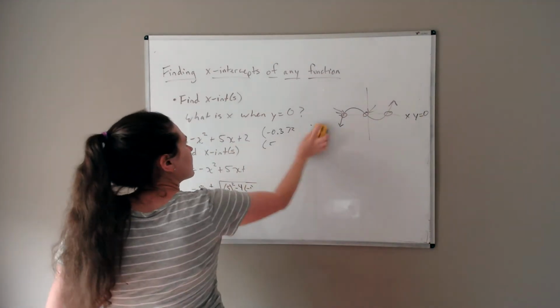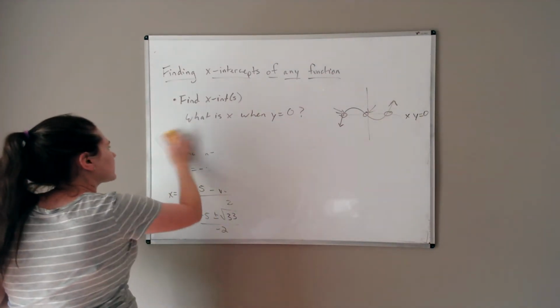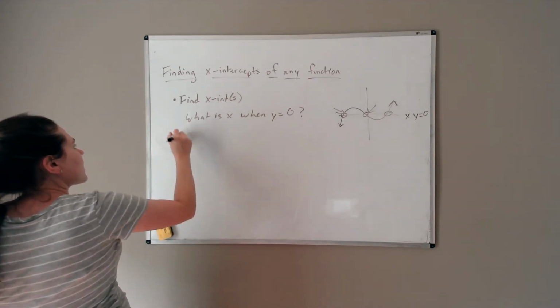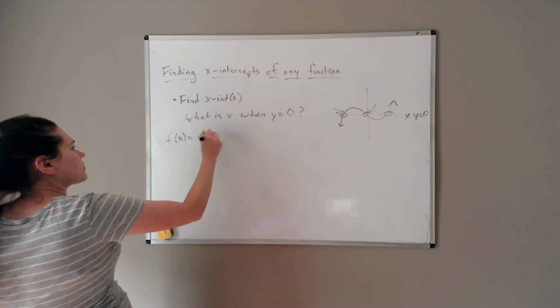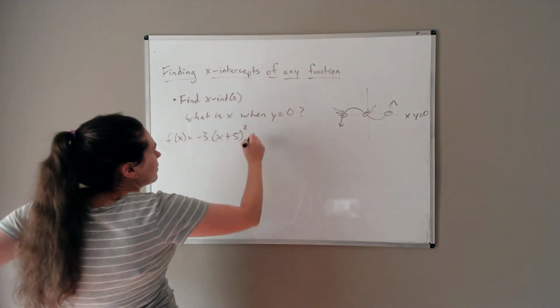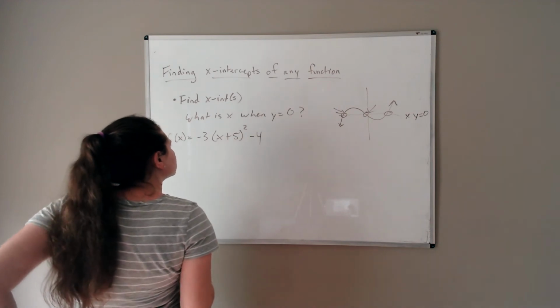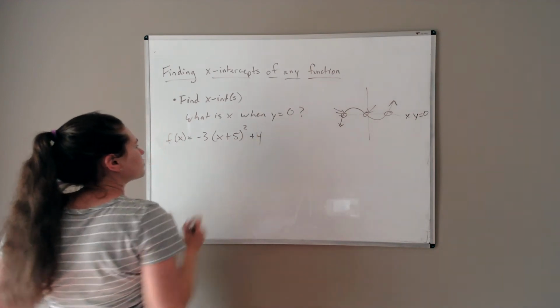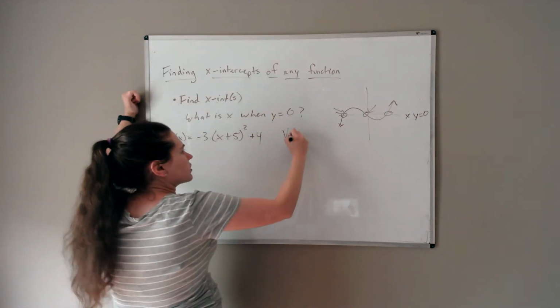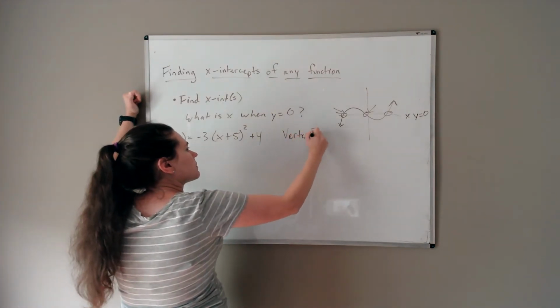So that was in standard form, okay? And if we add f of x equals negative 3 times (x plus 5) squared plus 4. I'm going to do one more problem after this. So notice this is in vertex form, okay?